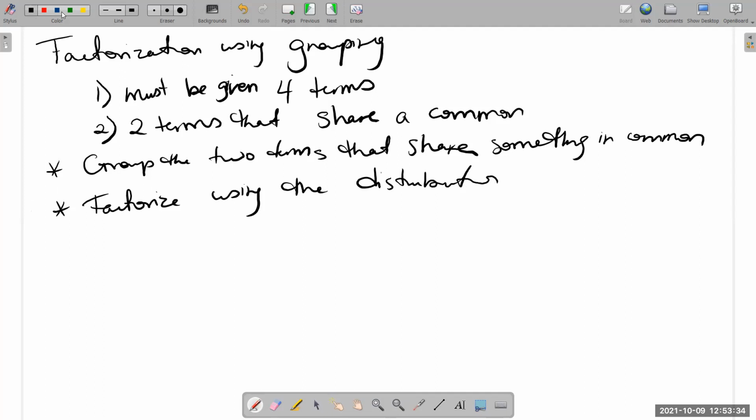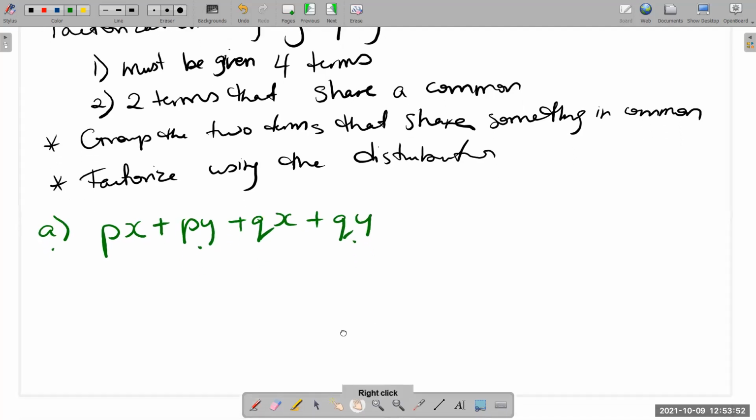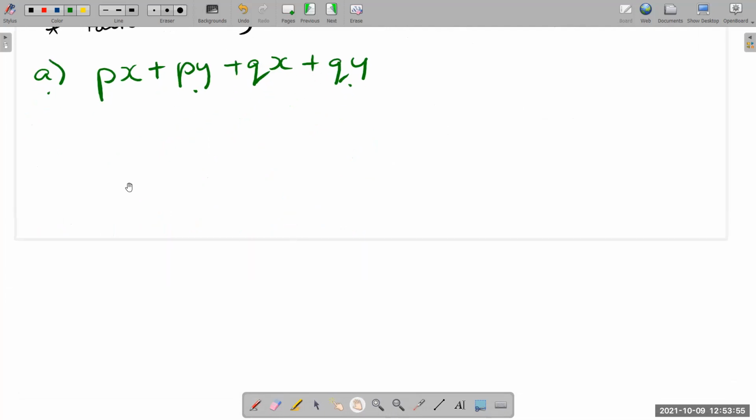So let's look at our example 1. If I give you px plus py plus qx plus qy, there's 2 ways we can handle it. So first thing first, how many terms do we have? We must identify how many terms we're given. So this is 1, this is 2, this is 3, this is 4. So that means that this expression already obeys our first condition. We must have 4 terms, and this one has 4 terms.